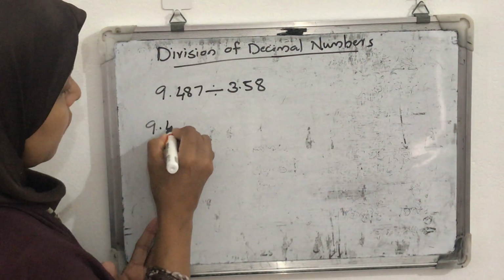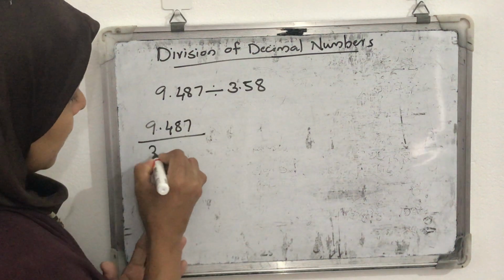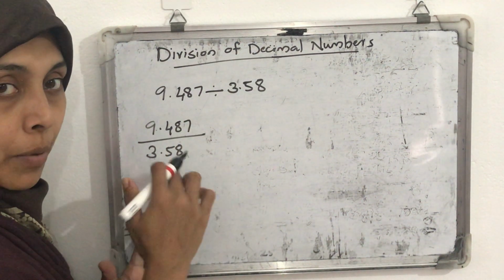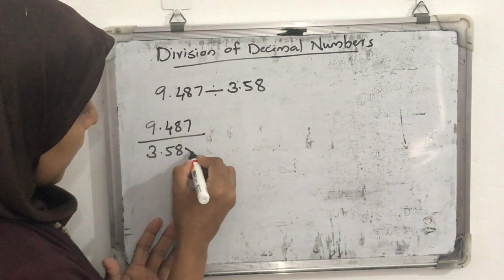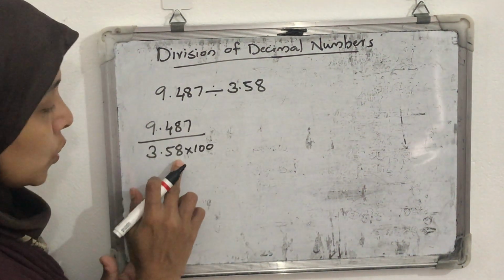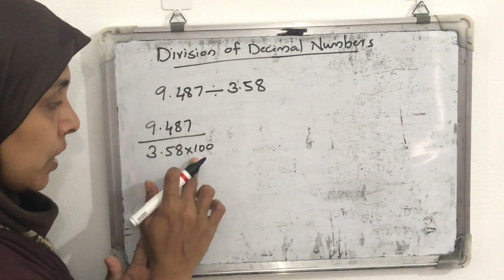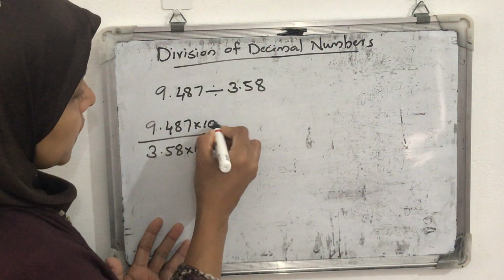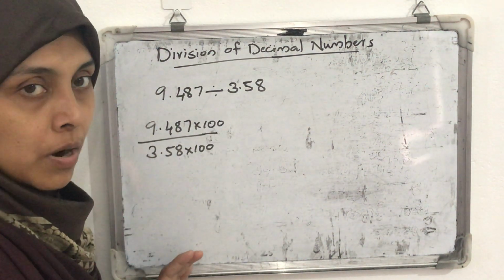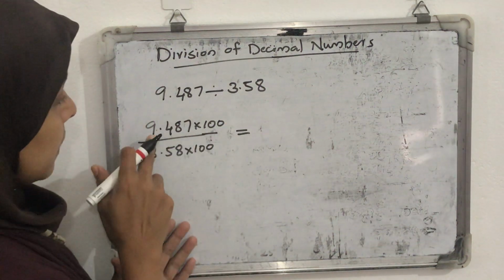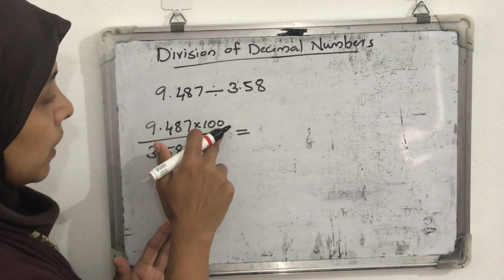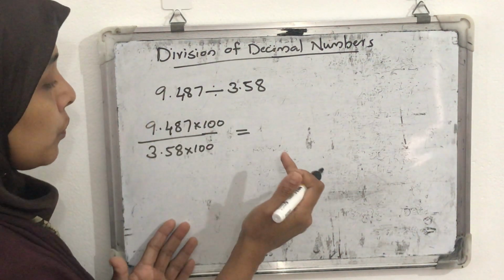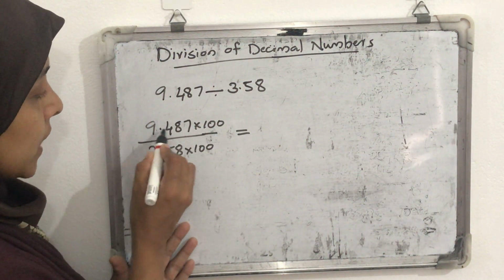So 9.487, when we are dividing by 3.58, first you convert this decimal number into a whole number by multiplying with 100, because here there are 2 places. With 2 zeros, the power of 10 will be 100. The same multiplication we do on the numerator also. So what happens when we multiply this number with 100? The decimal point shifts 2 places to the right side. So it will reach here.